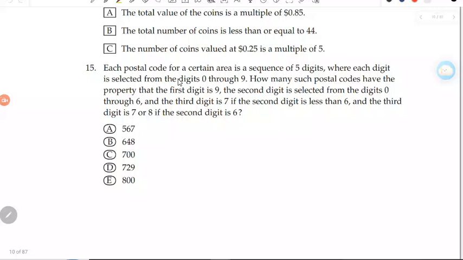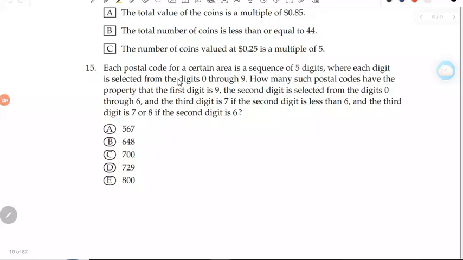Each postal code for a certain area is a sequence of 5 digits, where each digit is selected from the digits 0 through 9, all of them. How many such postal codes have the property that the first digit is 9? The first digit is 9.